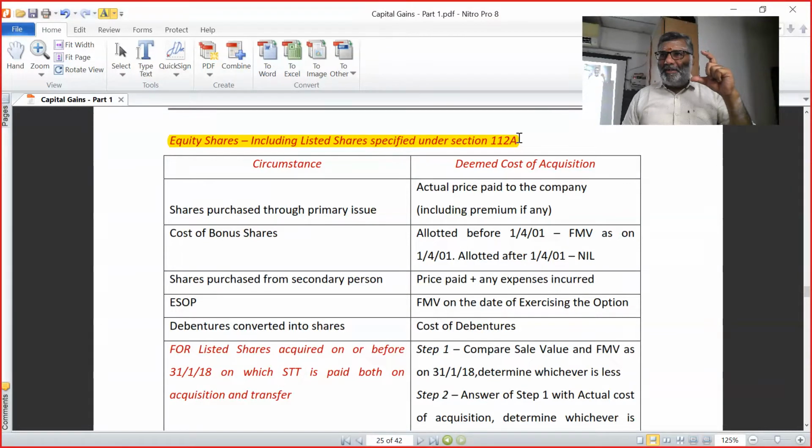The budget for the financial year will be on 1st of February. Understand this because you need to know the backstory to go forward and understand. The budget is presented in the parliament on 1st February. So on 1st February 2018, the finance minister said that from the financial year 1819, which is starting from 1/4/2018, I am withdrawing section 10 subsection 38. I am withdrawing section 10 subsection 38 and it is going to become taxable.